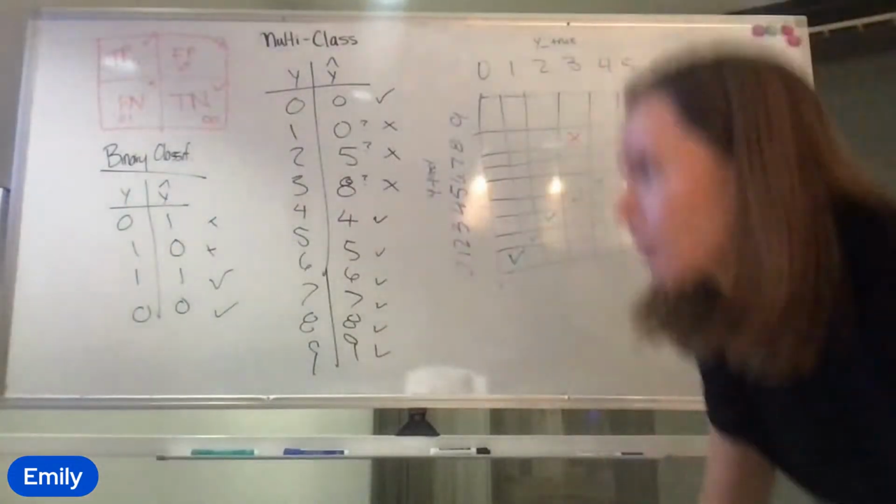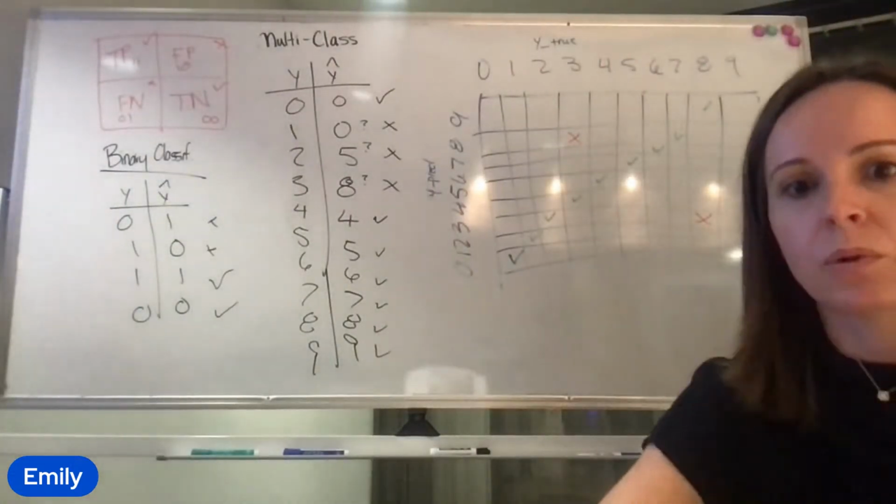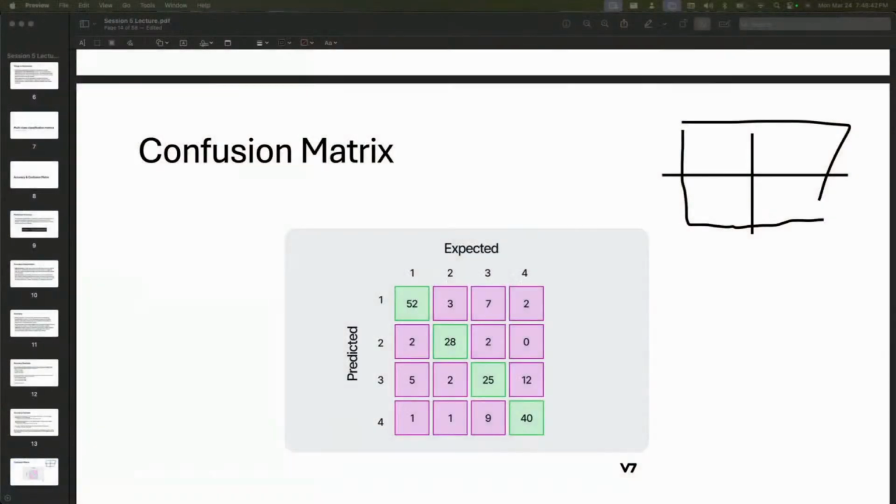Okay, let's go back to the slides. I think this will make more sense now. Now we can look back at this chart. 9 numbers is a lot. Let's pretend we're just looking at 1, 2, 3, and 4 here because 9 is a little overwhelming to look at right off the bat. So we have predicted and expected. Expected is the same thing as y true.